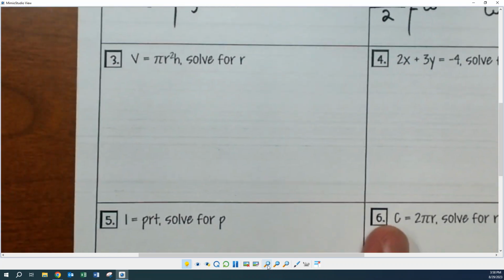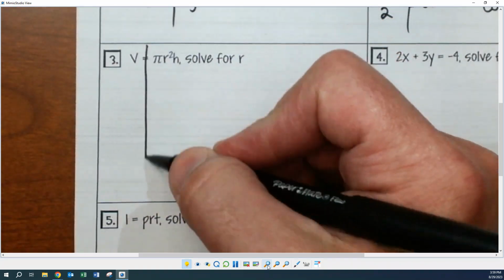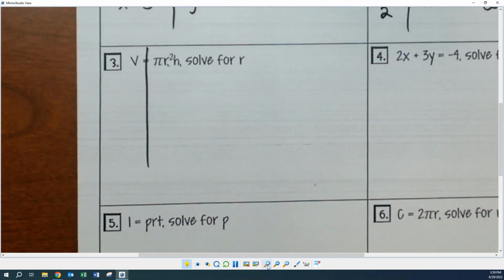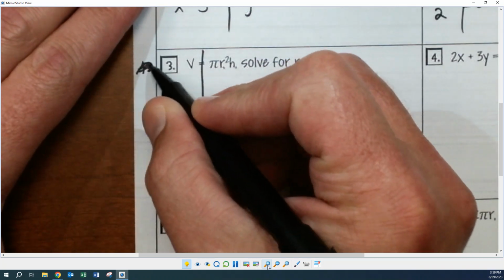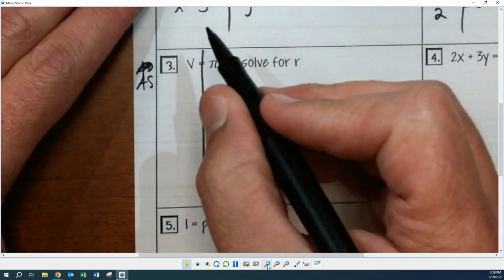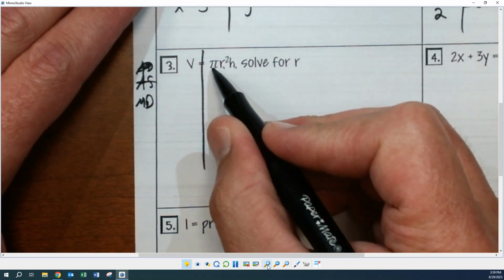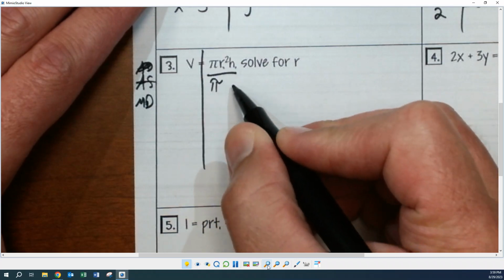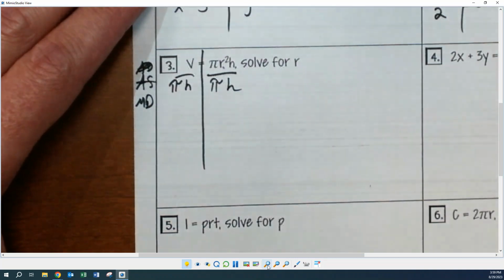Problem number 3 is one of my favorites because it's so simple, but there is a huge step involved with it, a huge final move that we have to deal with. So we want to solve for R. Now, remember, our reverse order of operations, we deal with adding and subtracting first. There's no adding, no subtracting. That's done. We then deal with multiplying or dividing. Right now, I'm multiplying by pi, and I'm multiplying by h. So I'm going to divide by pi and divide by h.